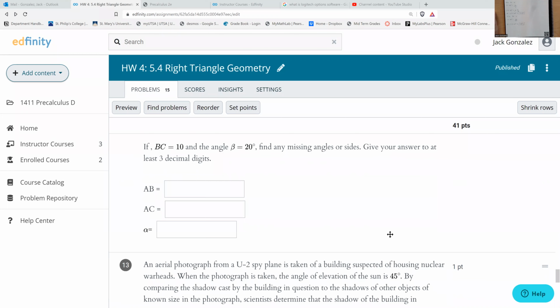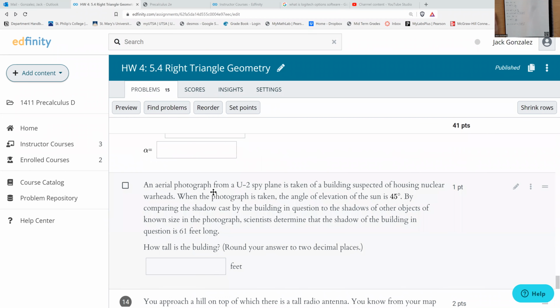These are the same. Oh, here we go. This is very long, so I'm going to try to sum it up. Basically, it's a U2 plane, takes a picture of a building that's suspected of housing nuclear warheads. It's a very serious question, I guess. And the photograph is taken, the angle of elevation of the sun is 45 degrees. So you need to read it over and over again until you're able to draw it out.